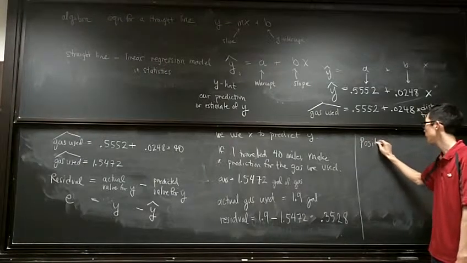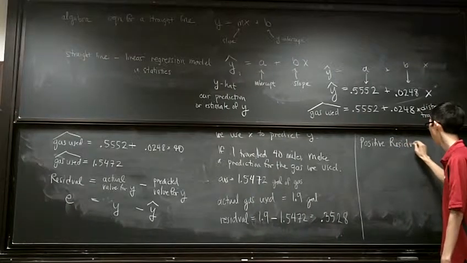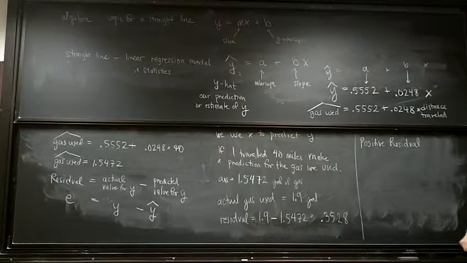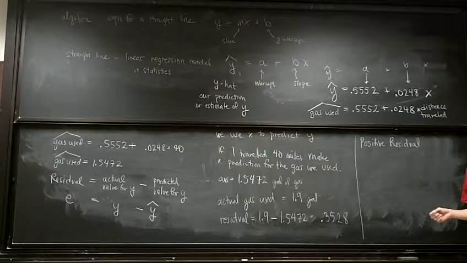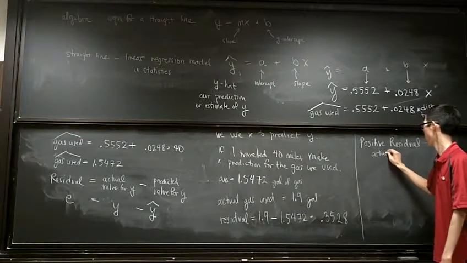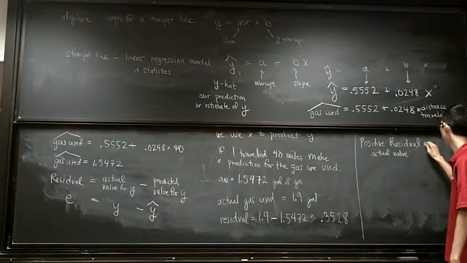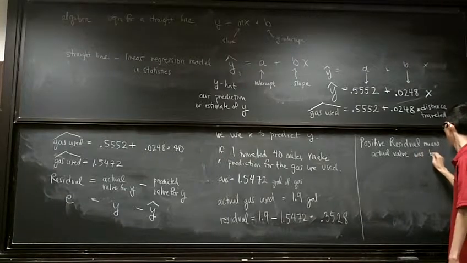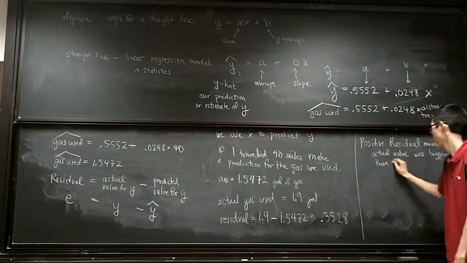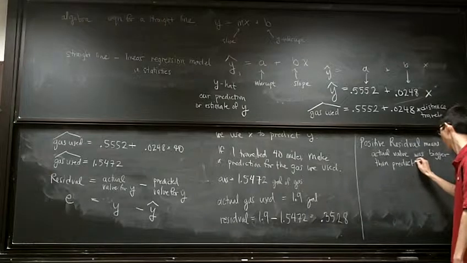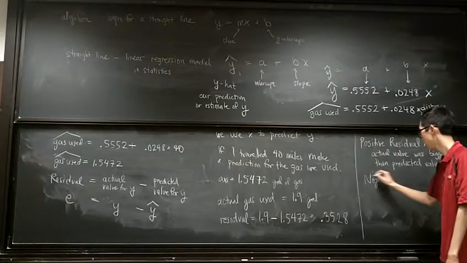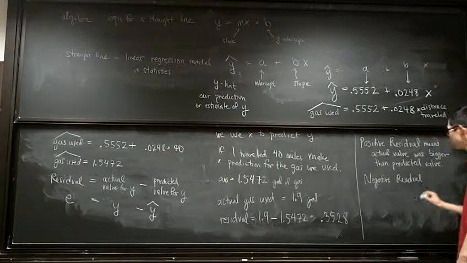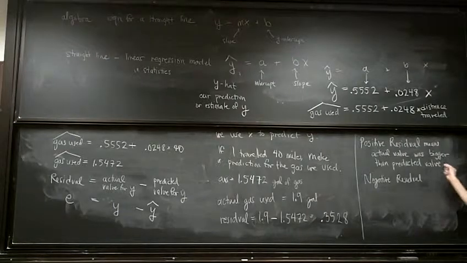So a residual can be positive or negative. If we have a positive residual, what does that mean? Does that mean the actual point or the predicted point was bigger? With a positive residual, the actual point was bigger than the predicted. Positive residual means actual value was bigger than predicted value. And a negative residual, on the other hand, means just the opposite. You can say the actual value was smaller than the predicted value, or you could say the predicted value was bigger than the actual value. It doesn't matter, okay?